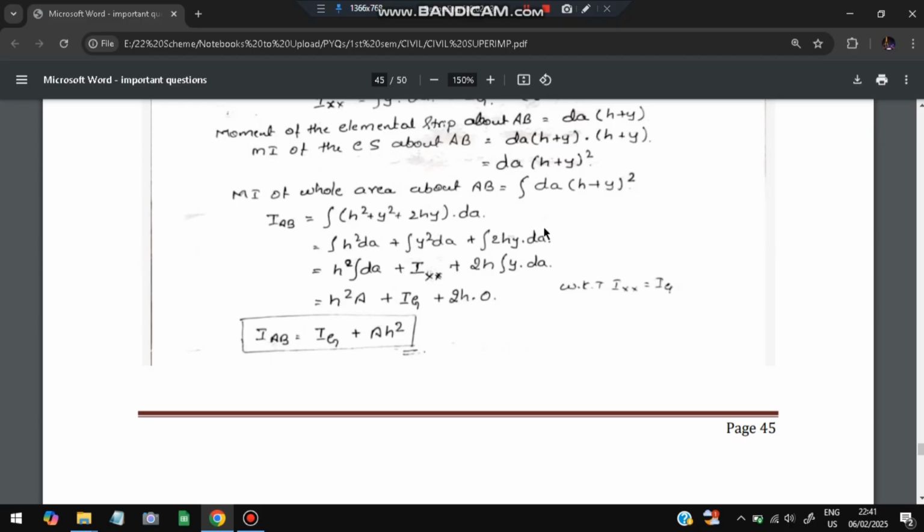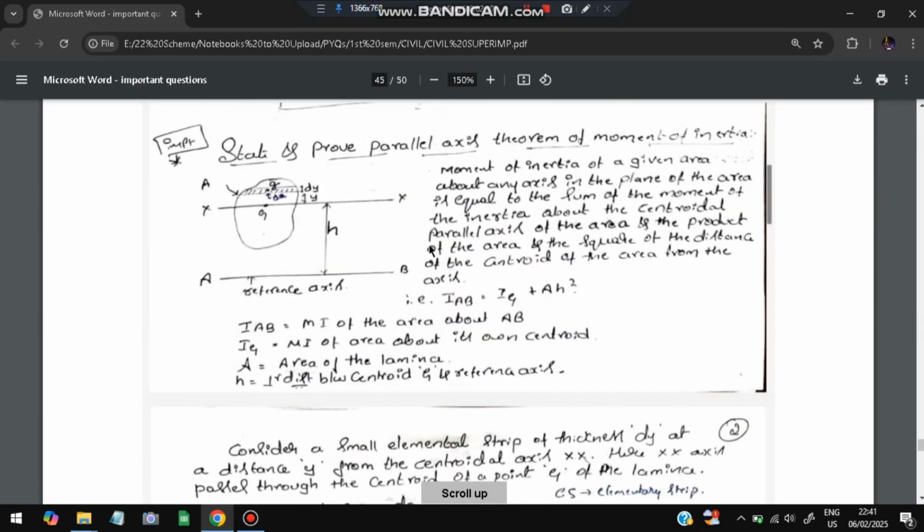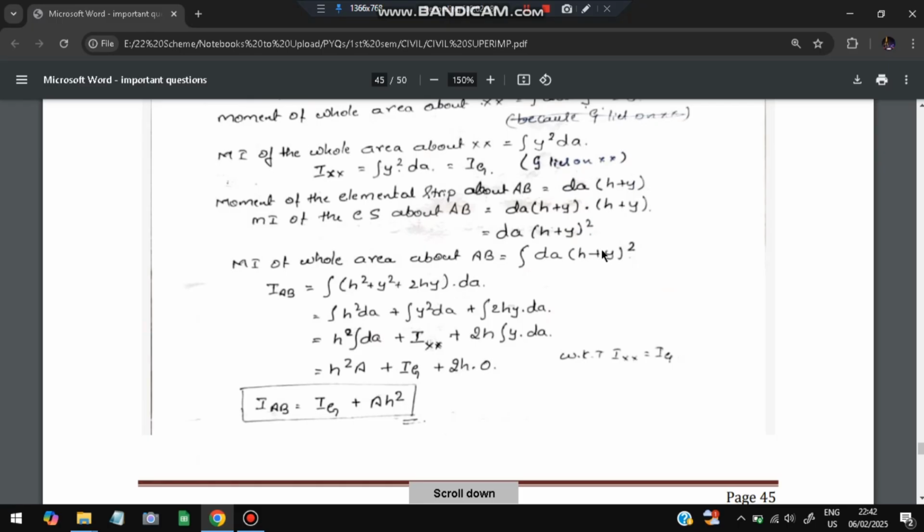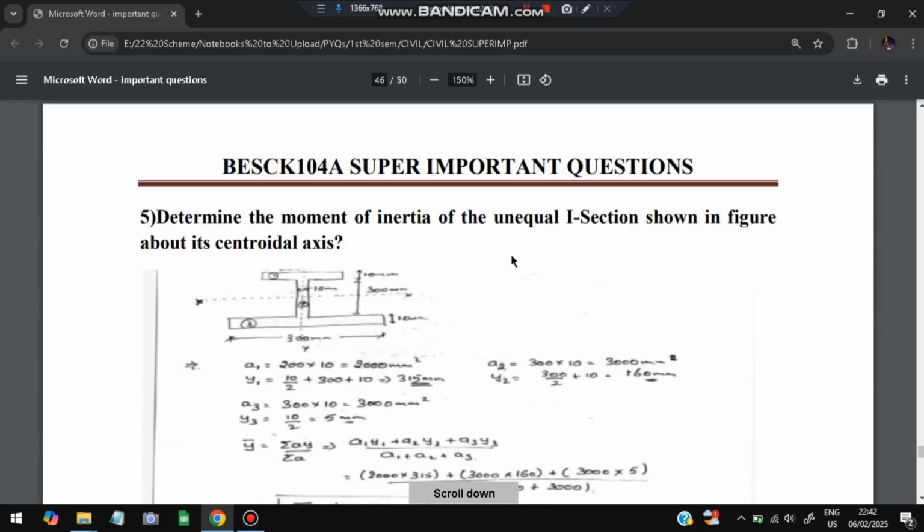So that will be equal to IAB, and IAB will be equal to h square A when we do the integration, plus Ig, plus 2h times the first moment, which cancels, so basically only Ig remains. Ig will be equal to the IXX. IXX is nothing but the moment of inertia about this axis. So basically IAB will be equal to the moment of inertia with respect to this axis plus A into h square. That is the same conclusion we arrive at when we take IAB separately.